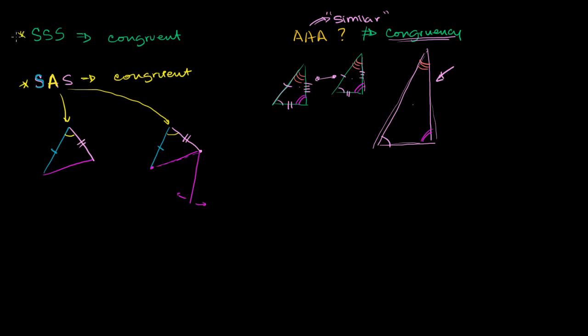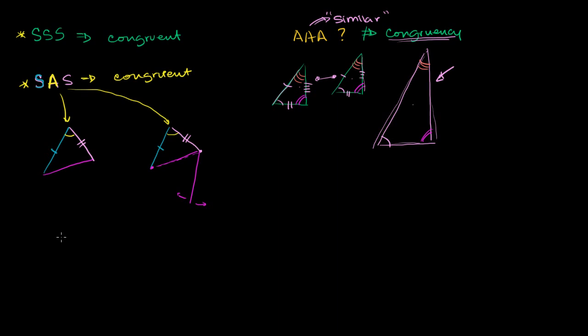We had the SSS postulate. Now we have the SAS postulate. Two sides are equal and the angle in between them for two triangles, corresponding sides and angles. Then we can say that it is definitely these are congruent triangles. Now what about, and I'm just going to try to go through all of the different combinations here. What if I have angle, side, angle?